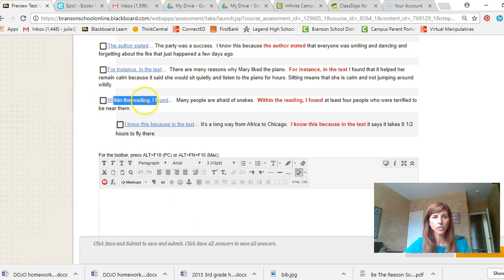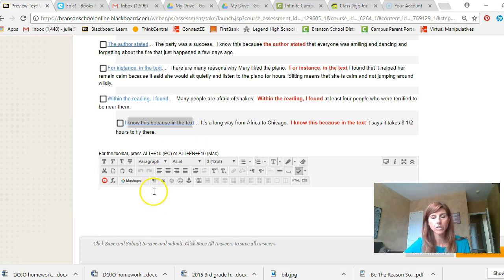You can also use "within the reading I found" that Nina and Jaden were alike because this and this. Nina and Jaden are alike in a couple of different ways. I know this because in the text, this happened and this happened. So that's how you'll be answering them down here. It does not need to be in a paragraph.